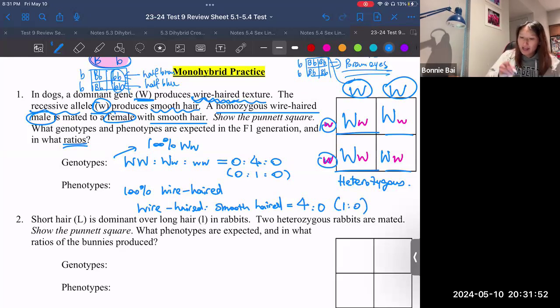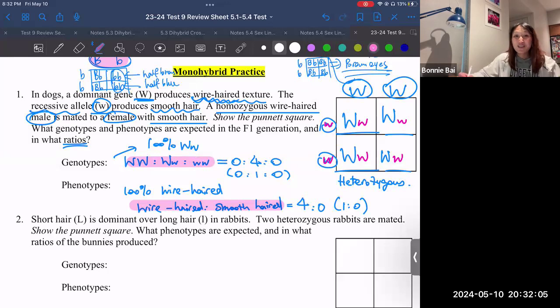Make sure, I emphasize this here in class, make sure you write out the actual genotype, sorry, the actual genotype and the actual phenotype. Because if you switch, like on the bottom one, you can write smooth versus wire, you can write 0 versus 4. But if you just write 4 to 0, 0 to 4, I don't know which one to switch.